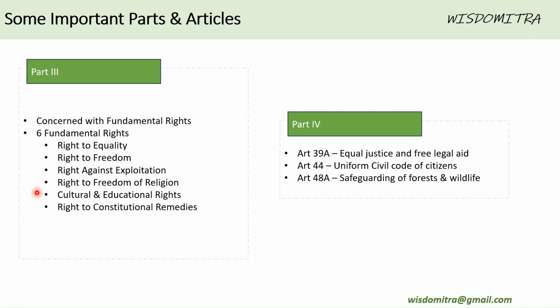And how do we remember this? Probably it's simple. What you can remember is equality, freedom, and exploitation, EFE. And then comes religion and culture, so they get bundled together. So that's how you can remember: EFE, then religion, culture, RC, and then remedies, constitutional remedies. Whenever these fundamental rights are being impacted, those are supposed to be fought against, and that's nothing but constitutional remedies for safeguarding your fundamental rights.